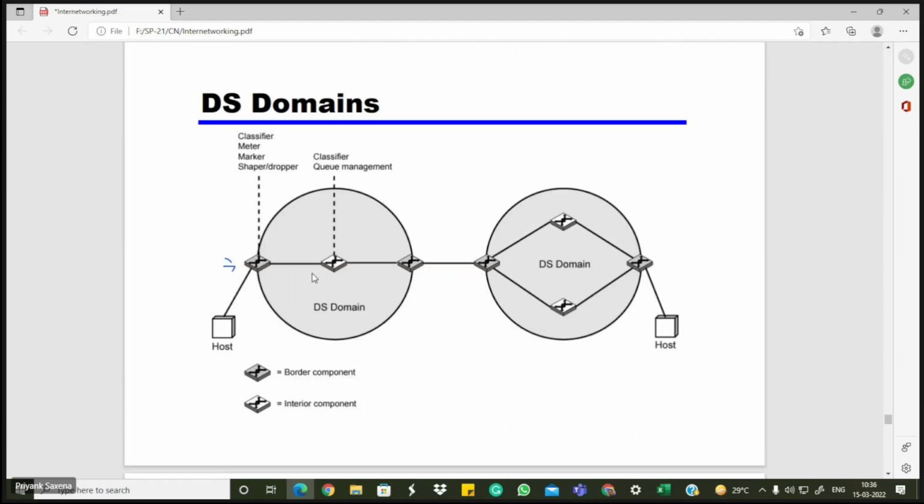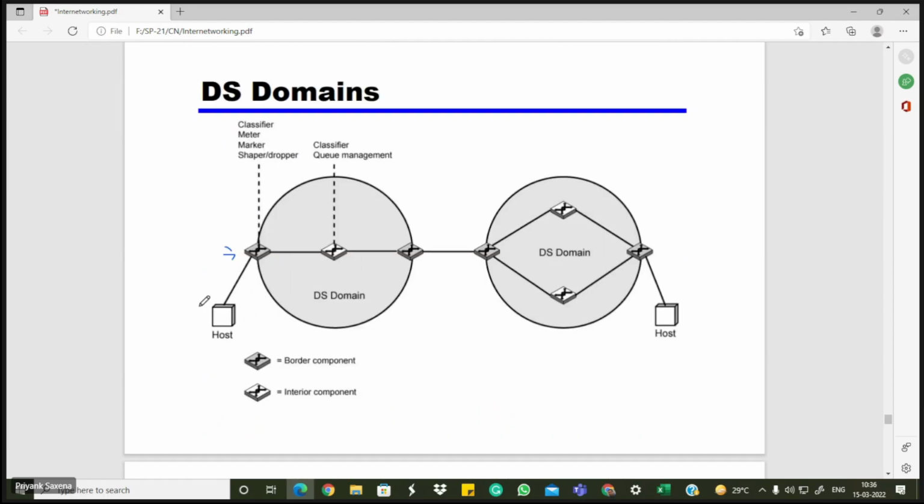So in a DS domain, if you see here, there are two types of routers in a DS domain. One is called the boundary routers. These are called the boundary routers. Okay, and another one is called the interior nodes.